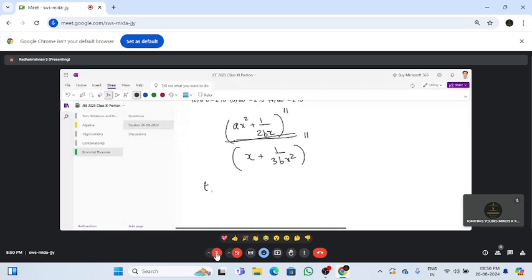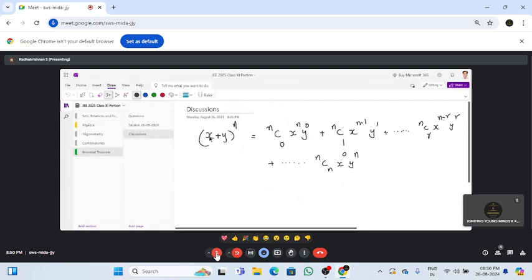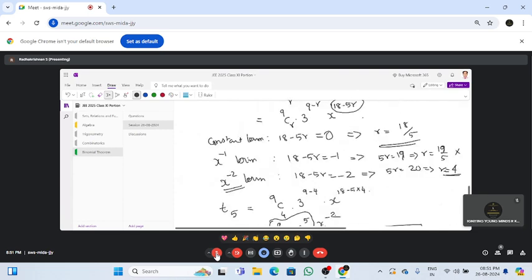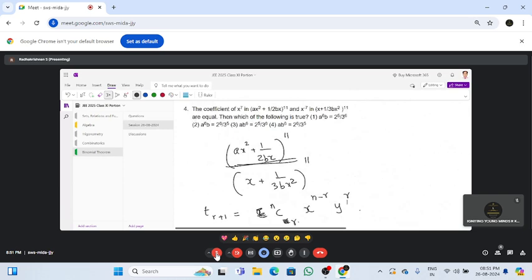T(r+1) equal to... We already saw, right? You see this. Tr in the expansion of (x plus y) whole to the power of n is nCr x power n minus r y power r. That is what I have written. Okay. nCr x power n minus r y power r.